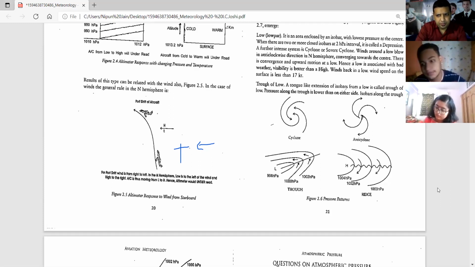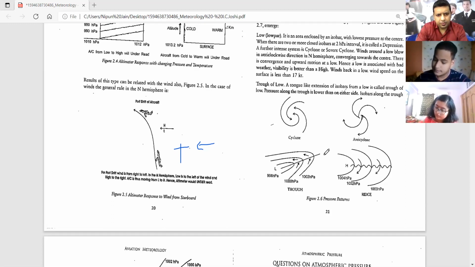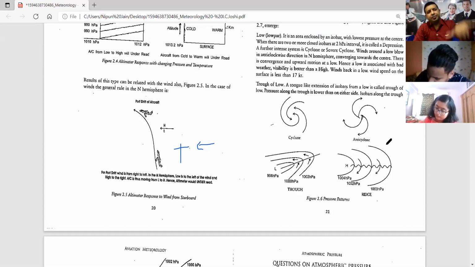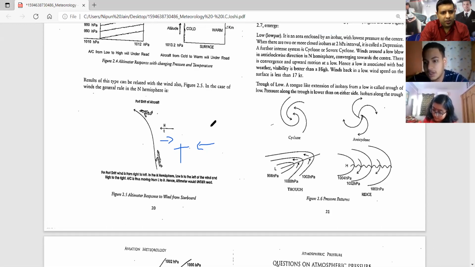Okay, sir. If the aircraft is moving from left to right, iska matlab kya hua? Left to right, then it will be a starboard drift. Make sense? If the wind is coming this way, what kind of drift will it be? So it's starboard drift.